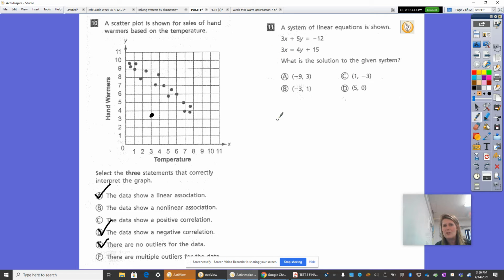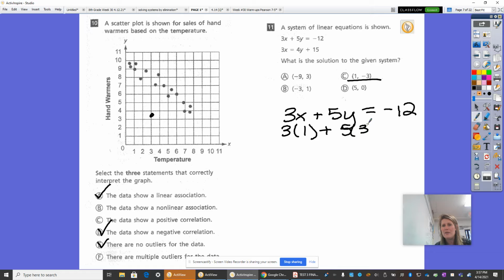Let's take this equation, 3x plus 5y. This is what you need to write on your paper and plug in these points. So 3 times 1 plus 5 times negative 3. That equals 3 plus negative 15, which equals negative 12. That point works in this equation. Let's try it in the other equation.